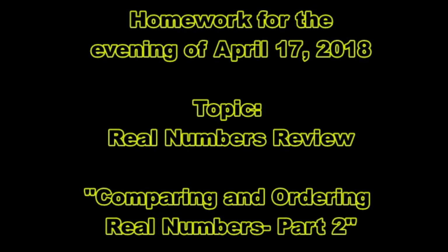Tonight's homework is for the evening of April 17th, 2018, and we are looking at our real numbers review, comparing and ordering real numbers, part 2. Let's get started. With numbers 8 and 9, number 8 asks us to order the square root of 5, 220%, 2.25, and 2.2 repeating from least to greatest. It also asks us to build a number line proving what we just wrote down.